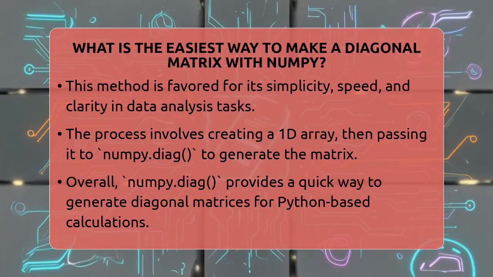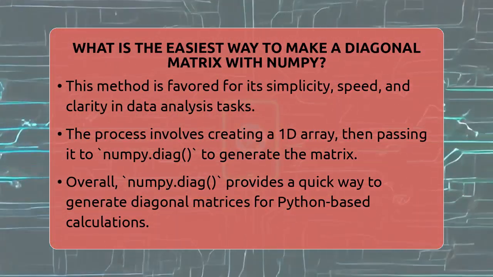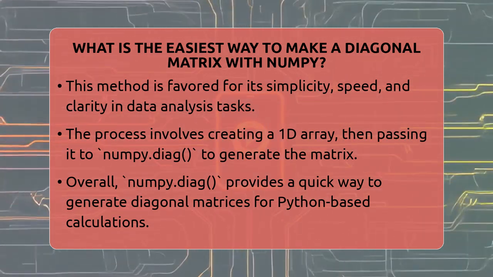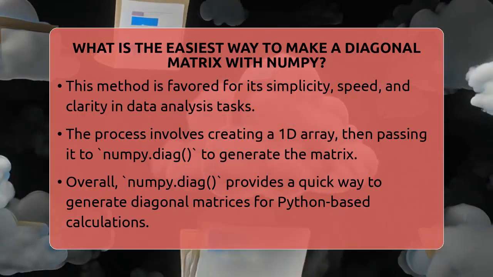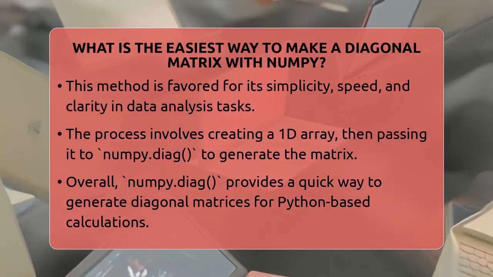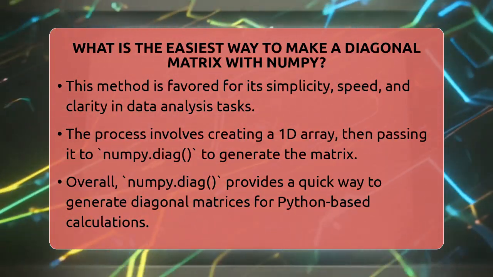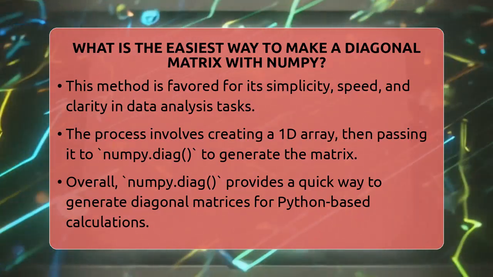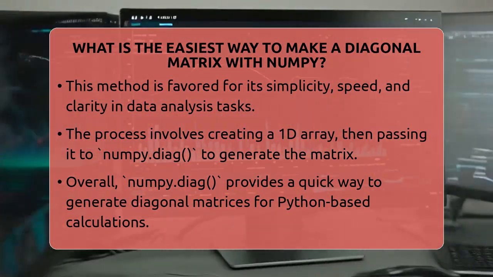Using numpy.diag is popular because it is quick, easy to read, and designed specifically for this purpose. It fits perfectly into your array creation toolkit when working with data analysis or mathematical computations in Python. So, if you want to make a diagonal matrix fast and without fuss, just create your array of diagonal values and pass it to numpy.diag. That's all it takes to get a neat, tidy diagonal matrix ready for your calculations.